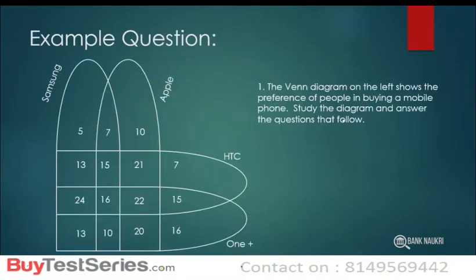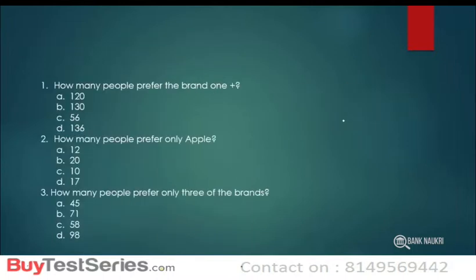The Venn diagram on the left shows the preference of people in buying a mobile phone. Study the diagram and answer the questions that follow. Now this is how a question is given in the examination. We have 4 different brands of mobile phones and we have data represented inside them with the help of Venn diagrams. Let us see the first question now. How many people prefer the brand OnePlus?